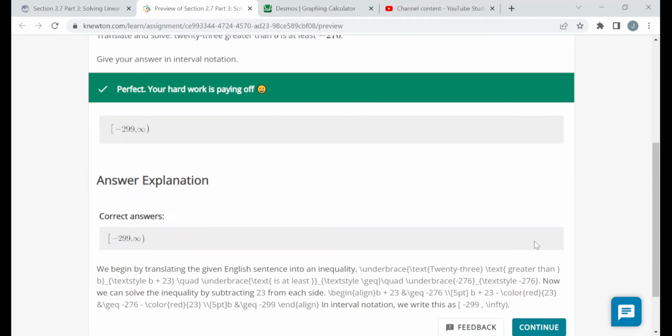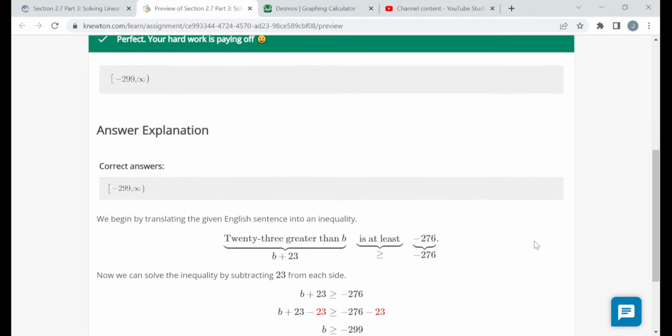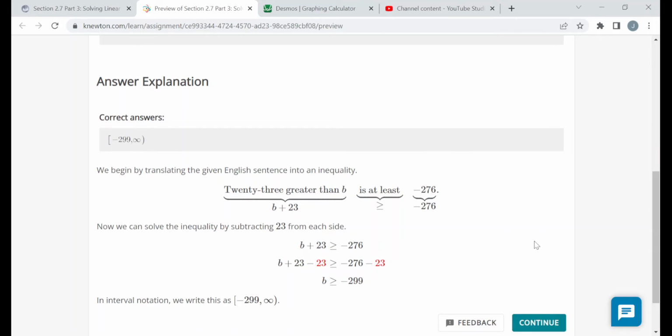And then after you submit an answer, it's going to tell you if you're right or wrong. Then it's going to give you some sort of answer explanation. Please read through the answer explanations just to make sure you understand why something was correct or incorrect, and hopefully you can learn from your mistakes for future questions.